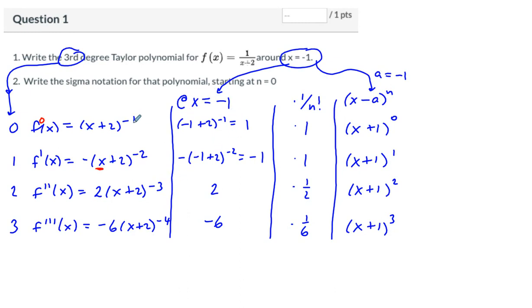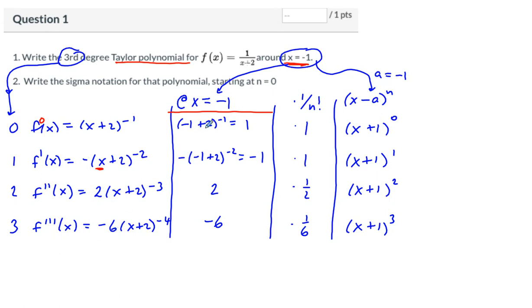We're evaluating each of the derivatives not at 0. That was the Maclaurin series. But in a Taylor polynomial, we could be evaluating anywhere. Here it tells us to evaluate at x equals -1. So here we are evaluating each derivative at x equals -1. So we plug in for x. We get -1 plus 2, which is 1, and 1 to any power is just 1. So all we're left with are the coefficients that develop, the -1, the 2, and the -6.